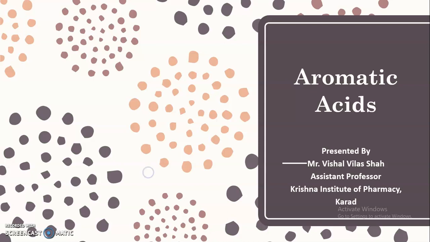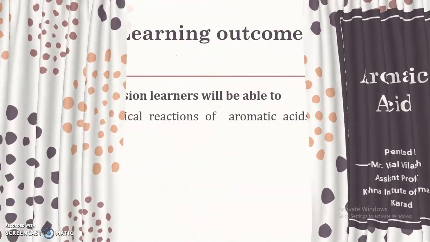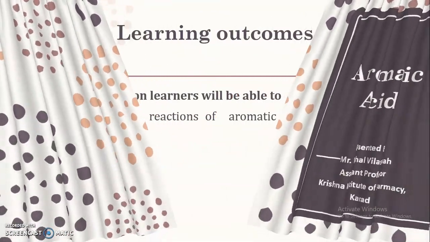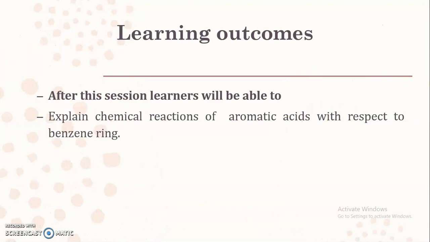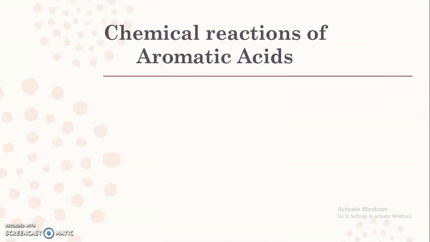Before that, we will see what the different learning outcomes of this session are. After this session, learners will be able to explain chemical reactions of aromatic acids with respect to the benzene ring. Means which are the different reactions of aromatic acids that are given positive due to the presence of the benzene ring. Now let's explore these reactions.